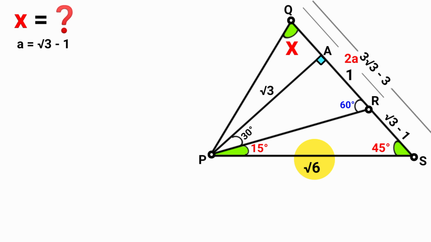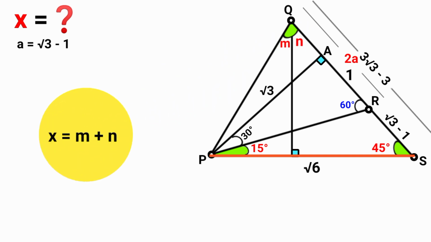Now next thing is come here from this vertex Q. Draw a perpendicular to this side. It divides angle X into two parts, which are this and this. Let this be M and this N. So X equal to M plus N.